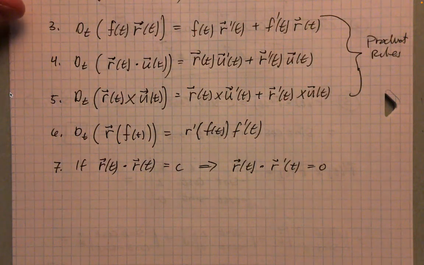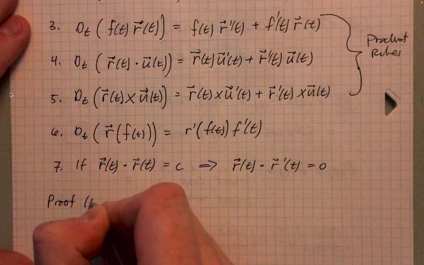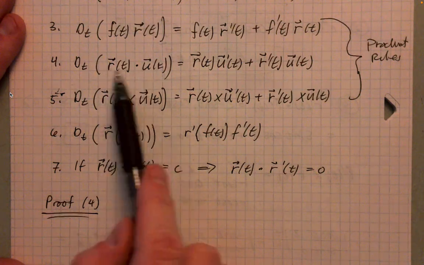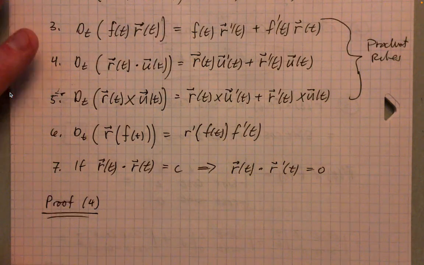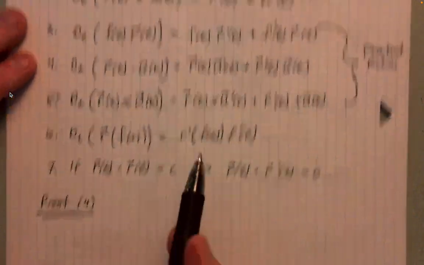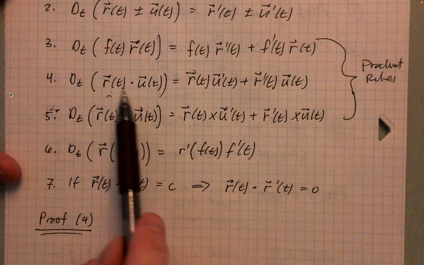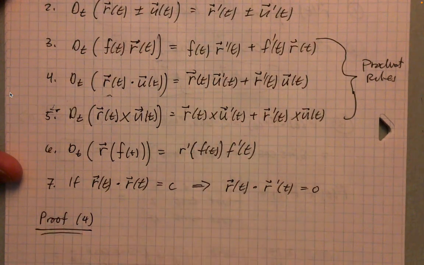So I think a lot of the proofs here are straightforward, and you could prove them using a lot of the vector techniques that we've already discussed. But let's look at number 4 in particular, just to see how these work. Remember, number 4 is basically the product rule, but for the dot product. What we're trying to show here is that if you take the derivative of the dot product of 2 vector valued functions, then it's like the product rule that we're used to. Okay, so let's do this.